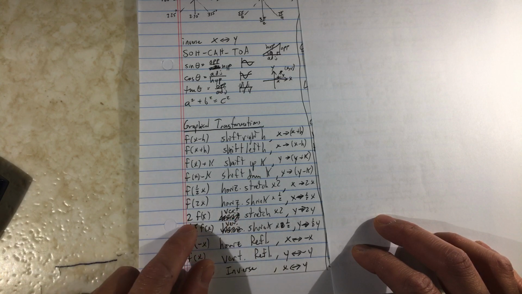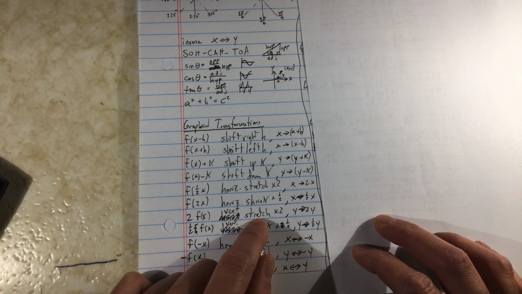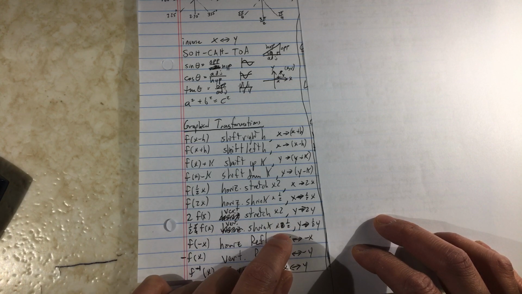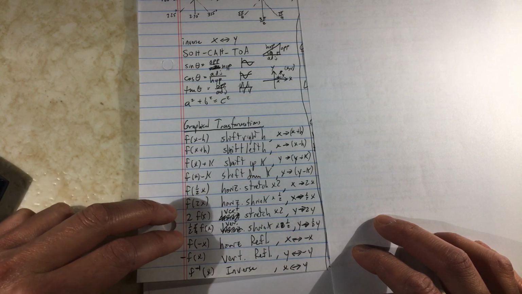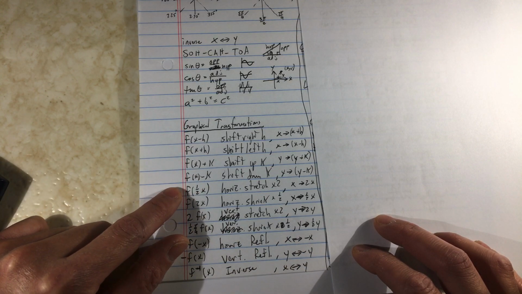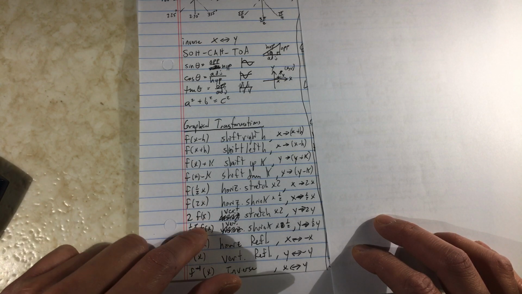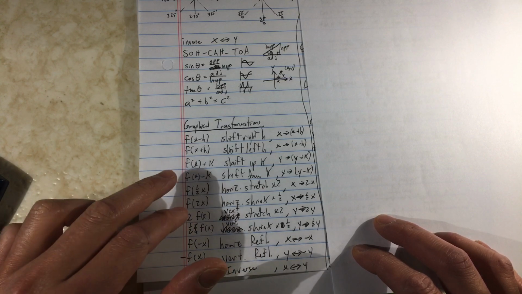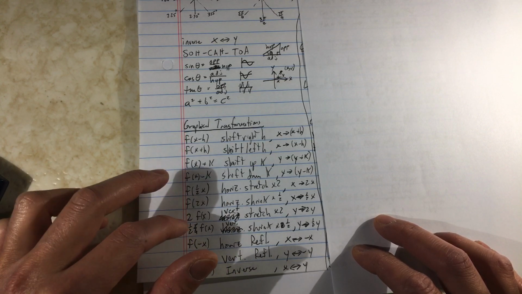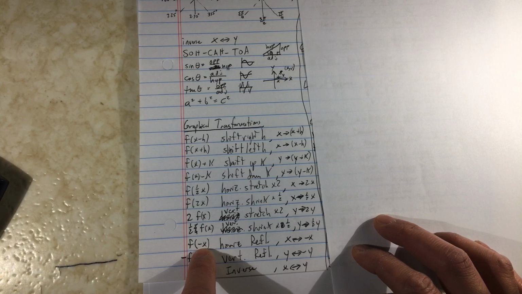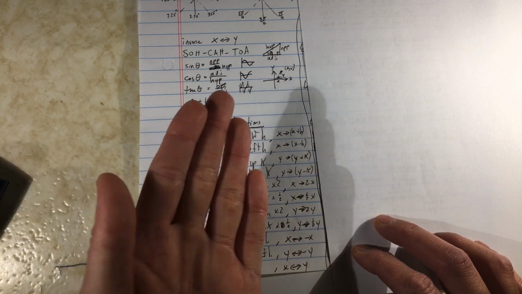You see I made a little mistake there. But 2 outside stretches it by 2 vertically. 1/2 on the outside shrinks it by 1/2. And again, the rules for horizontal and vertical are flipped. Whereas you get a stretch for 1/2 x, you get a stretch for 2 f of x. So the rules for 1/2 and 2 are switched depending on whether you're horizontal versus vertical. And then we have our reflections. F of negative x, if it's inside the function, is a horizontal reflection. So that means you're going like this.